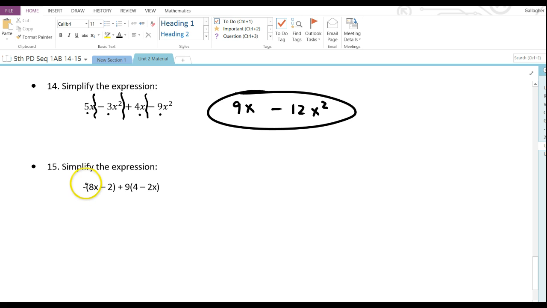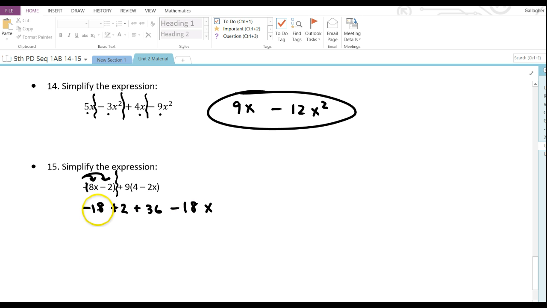Problem number 15. There's an invisible 1 out there. I have to use the distributive property. And I get negative 8x plus 2 after I remove the parentheses from that term. There are 2 terms in this expression. The next one is plus 36x, or 36, just 36. 9 times 4 is just 36, minus 18x.